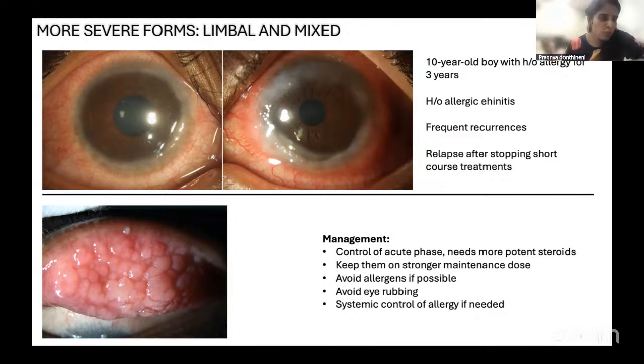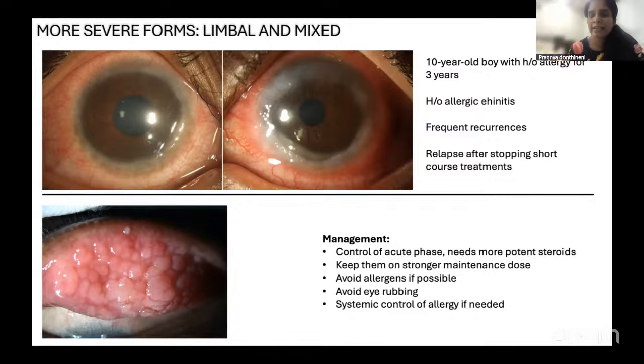Same goes with the ones who have really giant papillae. And probably I'm more biased because I do more of ocular surface practice, but I'm really worried when I see a very bad limbal variant. And that's the story of this 10-year-old boy who also had a history of allergic rhinitis and frequent attacks, and there's response, but then it again relapses once they cut down.